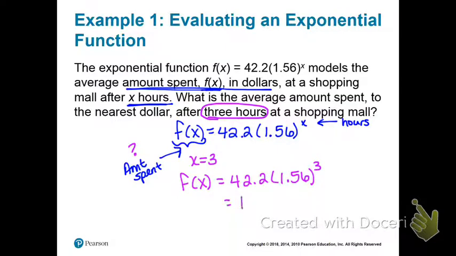Alright, so when I do this, I get like 160 point, I think it's 20 something, okay? So I just cut it off there, because when I look back, it tells me it wants me to round to the nearest dollar. So I have to look at that 2. What is that going to make happen to the 0? It's going to make it stay the same. So we end up with $160.